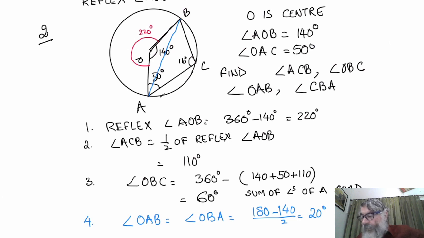First of all, why did I subtract from 180 degrees? Because in triangle OAB, the sum of the angles of the triangle will be 180 degrees. One angle is given as 140, so 180 minus 140. The sum of the remaining two angles should be 40, and both of them are equal. Why are they equal? As OA is equal to OB, radii of the same circle. Now I have got both these angles as 20, and he wants to find CBA.